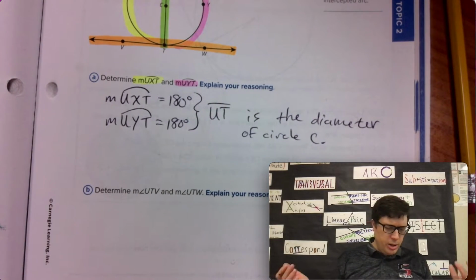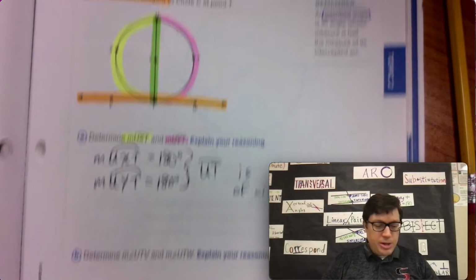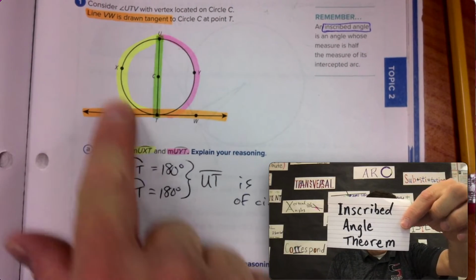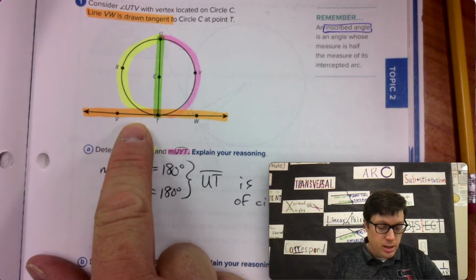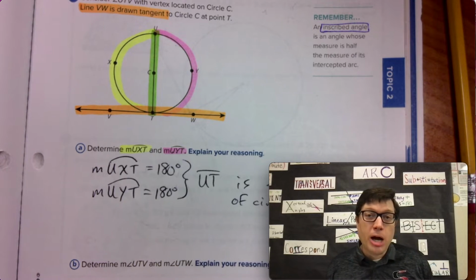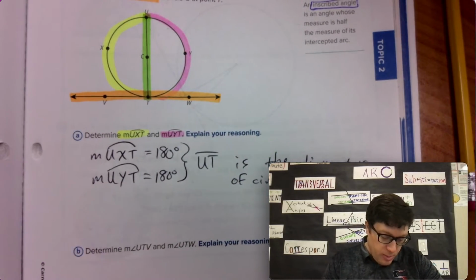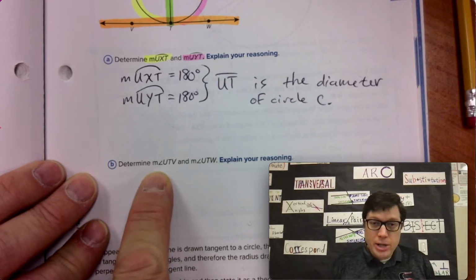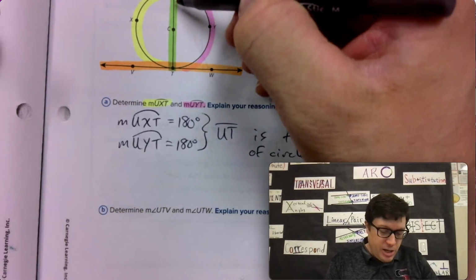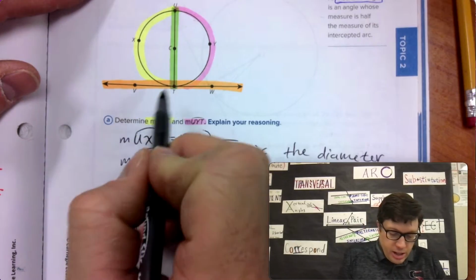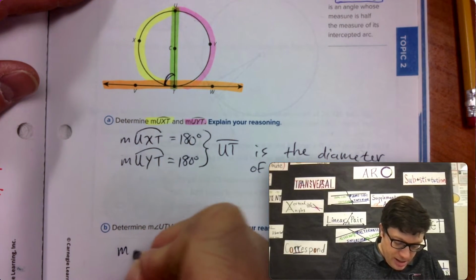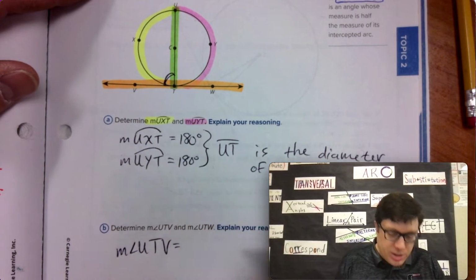Okay? Well, then, if that's the case, remember the inscribed angle theorem. That this arc right here, UXT, as 180 degrees, it will tell us the measure of an inscribed angle that is created with it. That's what part B is saying. Determine the measure of angle UTV. So in our diagram, UTV goes along the green and then out here to the left. So this angle is the angle UTV that we're talking about.